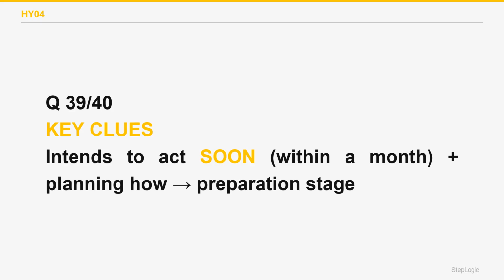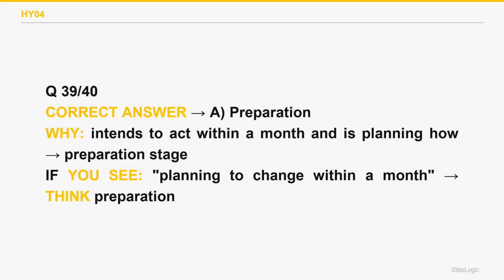In the stages of change model, preparation is when a person intends to act in the near future, typically within a month, and is planning concrete steps. This smoker has committed to quitting soon and is working out how, which places him squarely in preparation, one step before action. The correct answer is A.